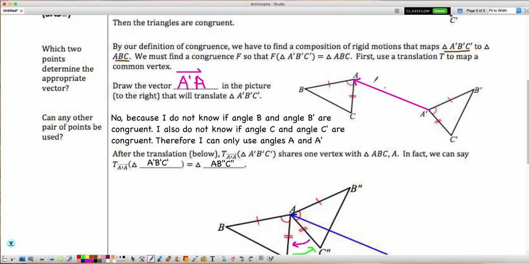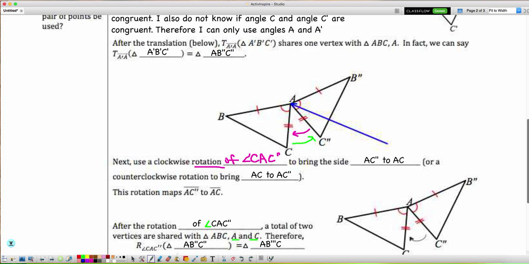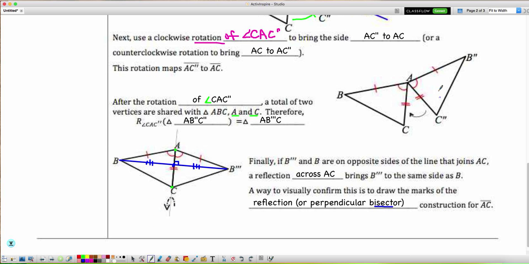So we brought the 2 congruent angles together here. After bringing the 2 angles together, we said let's get the sides to overlap. So we closed that angle, closed that gap so that that side overlapped. And then now finally with our reflection across AC, this side up top would map onto this side up top.